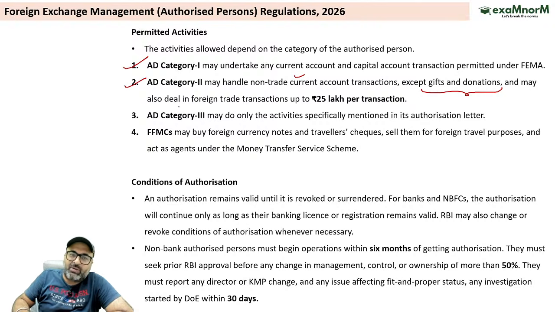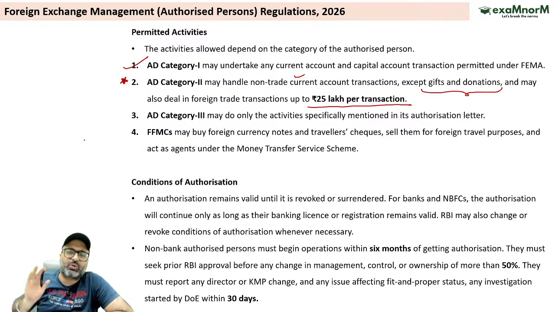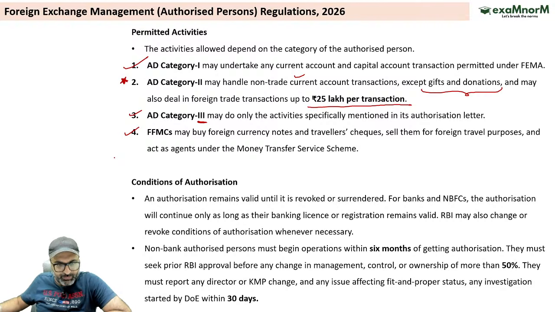Remember that. It may also deal in foreign trade transactions up to 25 lakhs per transaction. तो एक और condition है, authorized dealers category 2 are allowed to have a per transaction value in Indian rupees up to 25 lakhs only. Category 3, भैया, you will be performing special functions or innovative operations, and FFMC will be involved only in the exchange of currency. Either the currency notes are exchanged or the traveler's checks are exchanged. Nothing else is allowed for FFMC.